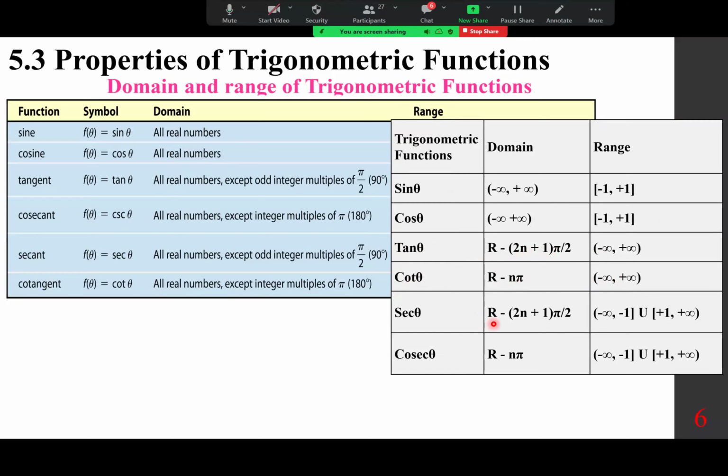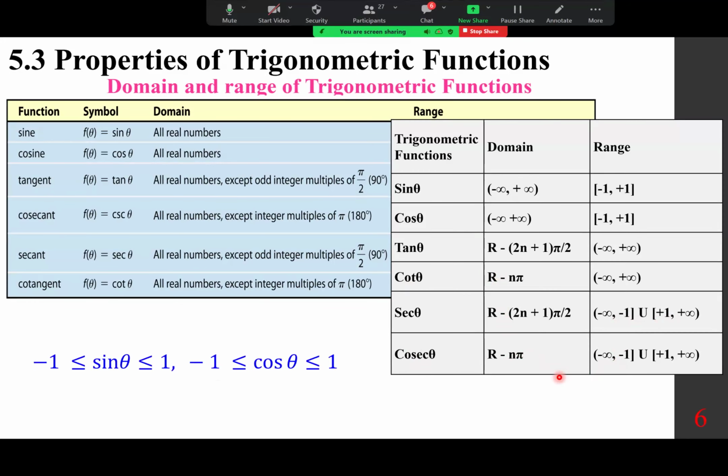Secant theta follows tan theta, and the range is everything except anywhere between -1 and 1, so we say -infinity to -1, union 1 to infinity. Cosecant theta follows cotangent, in essence, R minus n pi. That would be the domain. The range is the same as the range of secant theta. Anything between -1 and 1 would be excluded.